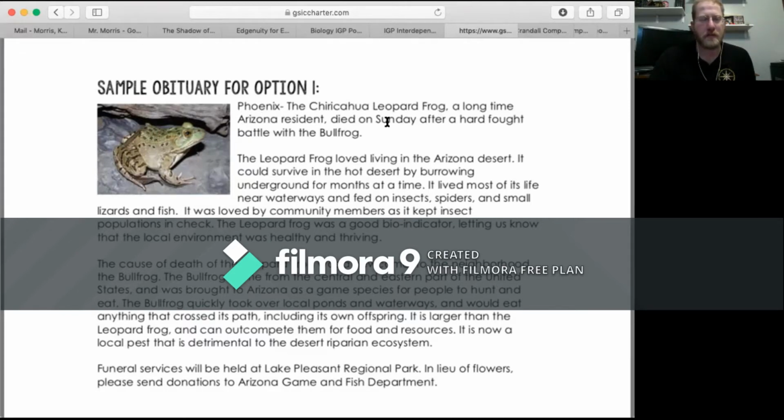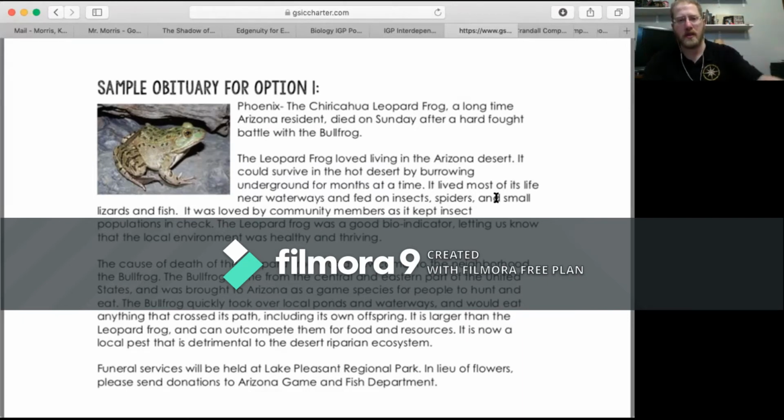It talks about a specific frog, which is a long-time Arizona resident, which died on Sunday after a hard-fought battle with the bullfrog. So notice, give it that obituary flair. Okay, you're writing an obituary. Pretend that you're actually writing one. This is also a creative writing assignment, as it were.